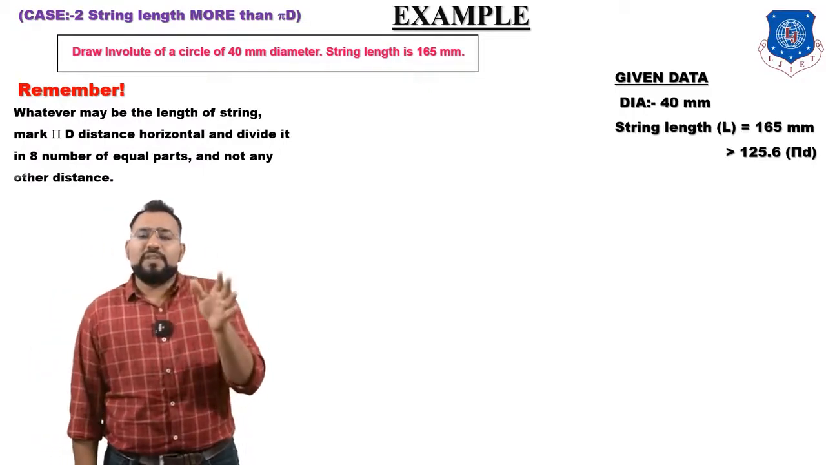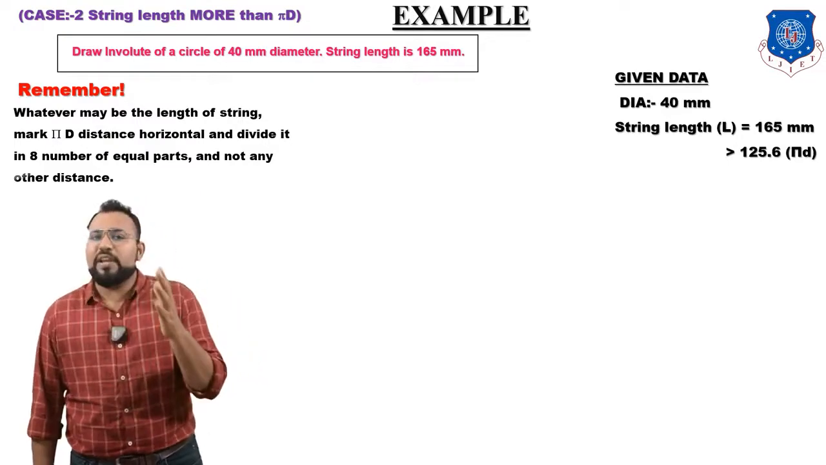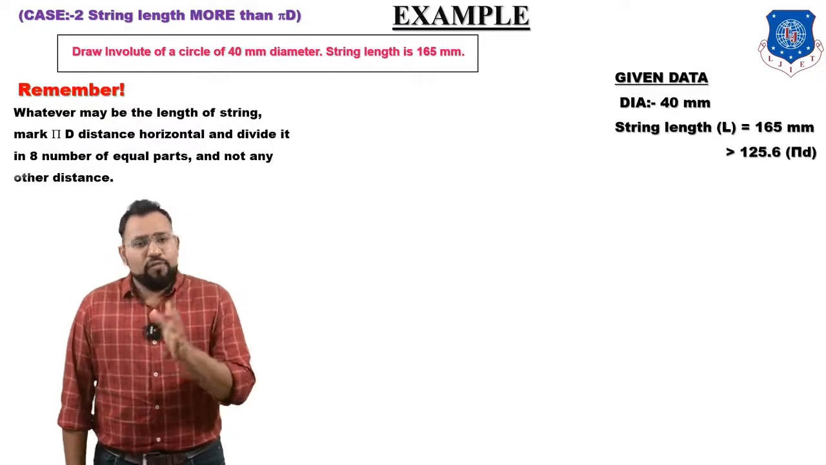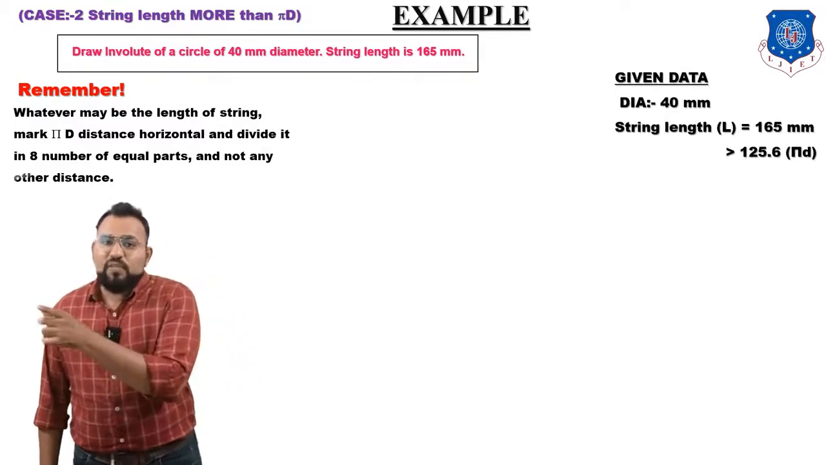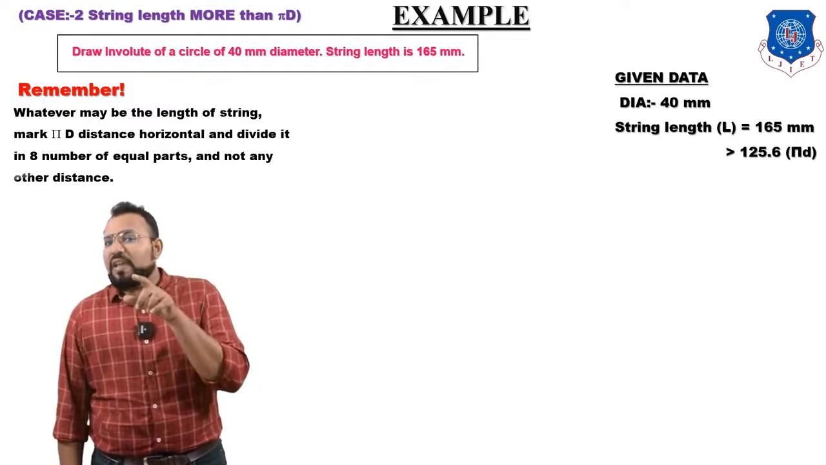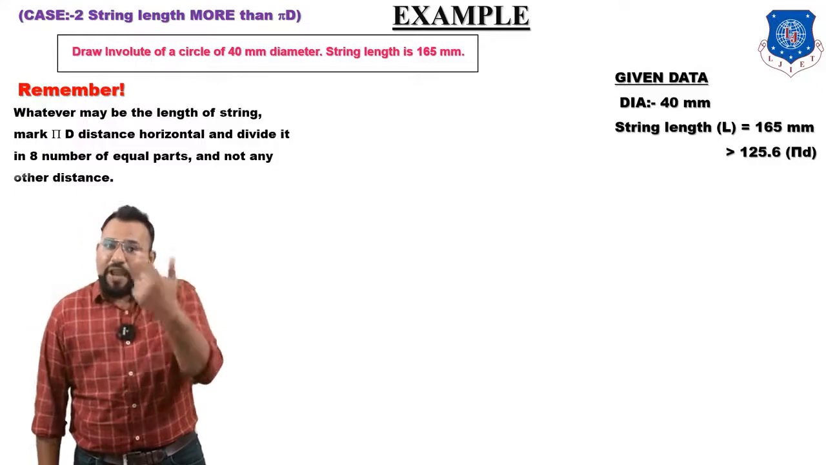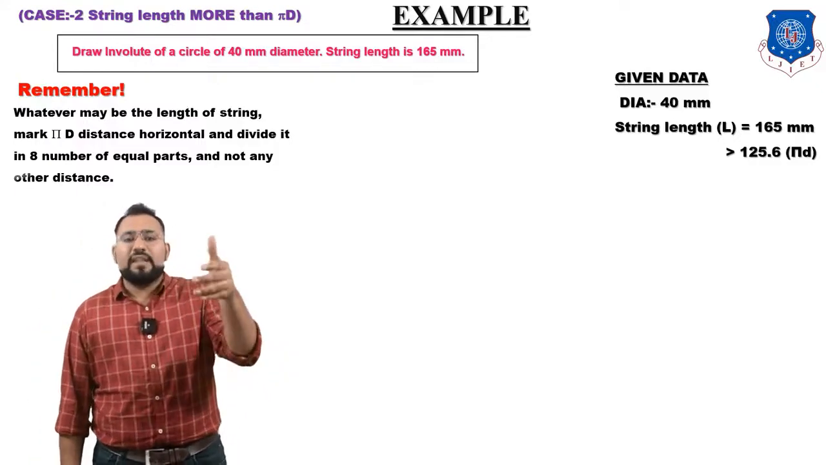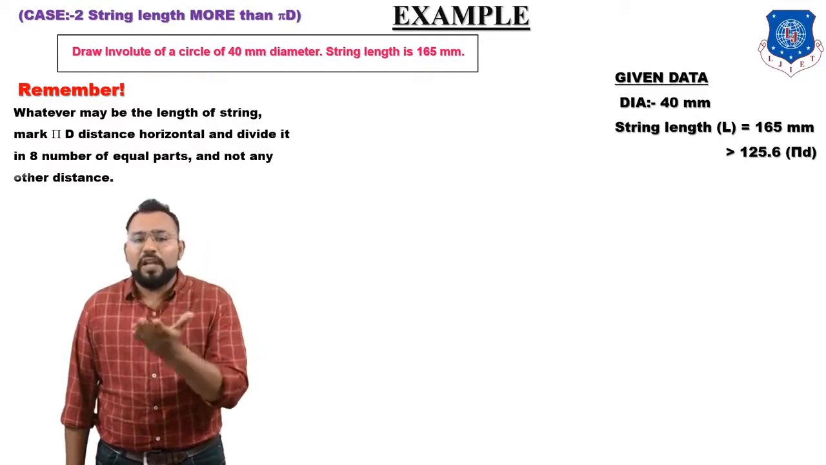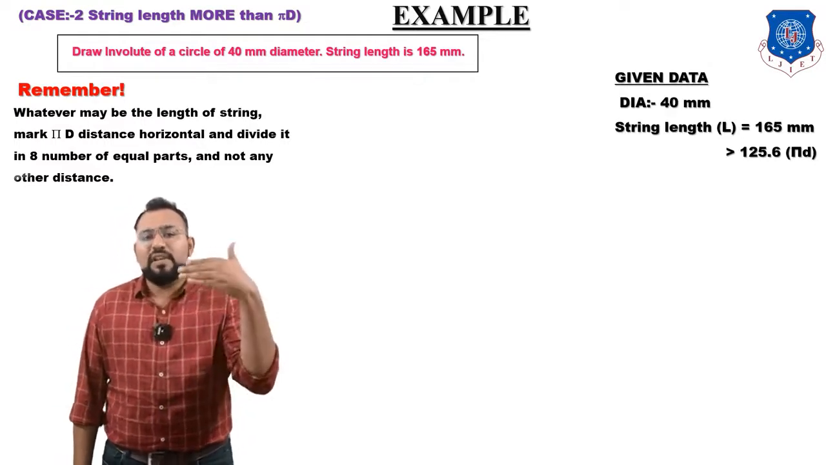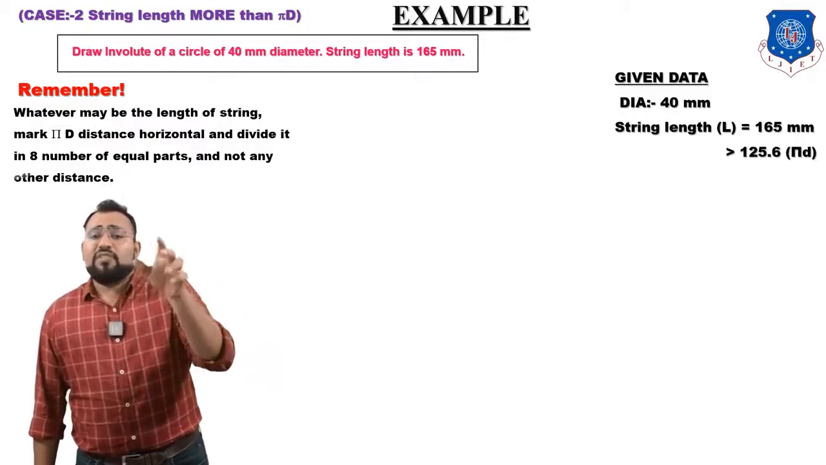Here students make the mistake: they draw a string length of 165 mm and then divide this 165 mm into 8 equal parts. No, it is not like that. It is right that you have to draw a string length equal to 165 mm, but on the string length of 165 mm you have to mark one distance which is equal to pi d. You have to divide the line which is equal to pi d into 8 equal parts. So always remember, whatever may be the length of string, mark pi d distance horizontally on the given string length. Let us say we have string length 165 mm, then mark a distance equal to pi d, which is 125.6 mm, on the string length of 165 mm.